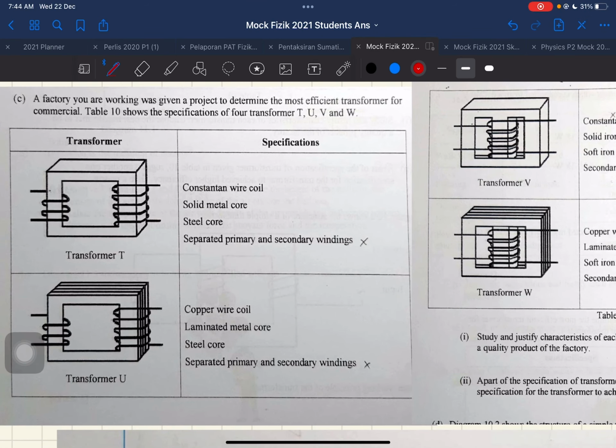A factory you are working at was given a project to determine the most efficient transformer for commercial use. Table 10 shows the specification of 4 transformers T, U, V, W. So this is transformer T, transformer U, transformer V, and then transformer W.